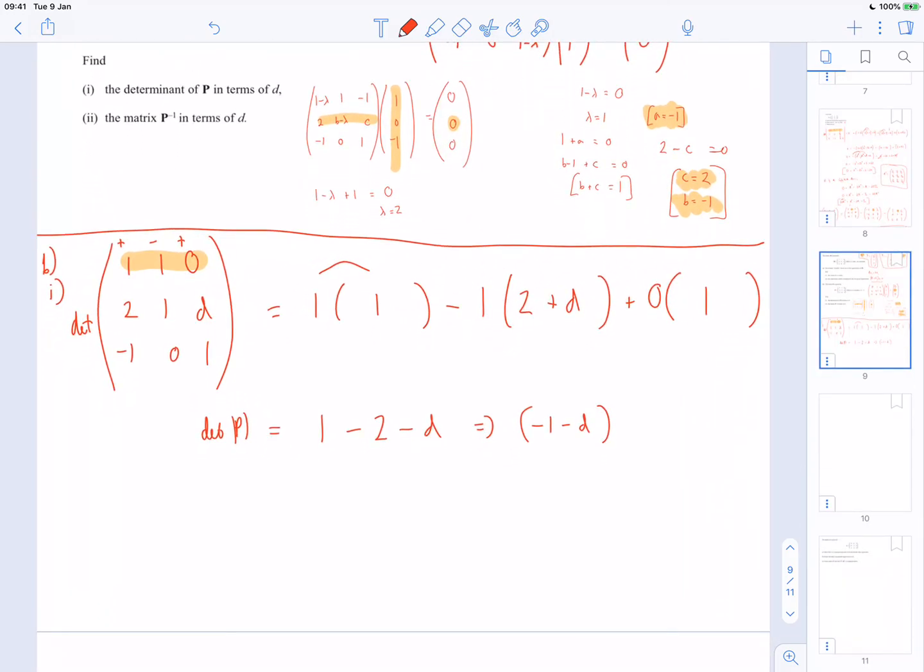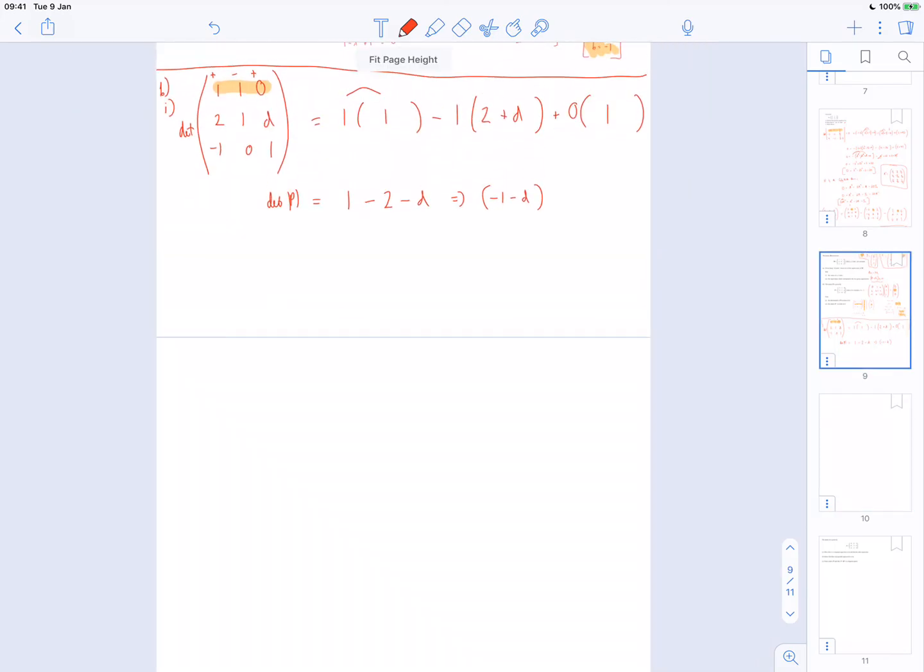And then part II, find that matrix inverted. So I'm going to need to do 1 over the determinant, which is minus 1 minus D. Then I need to find the matrix of minors. So because I went across the top, I can just fill these things in. So that's saving a bit of time. So 1, 2 plus D, 1.